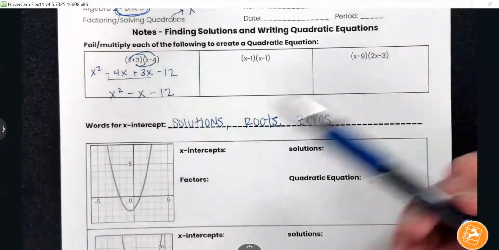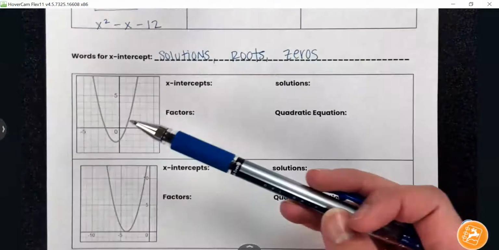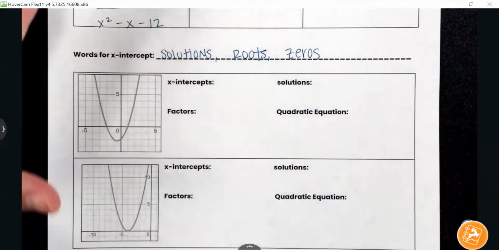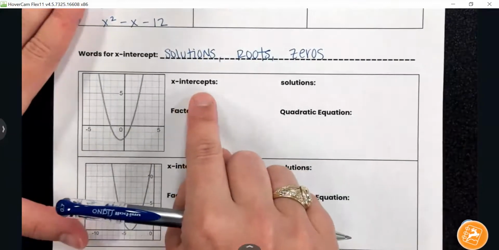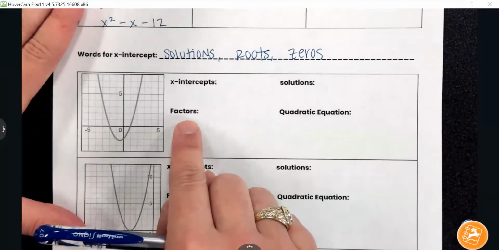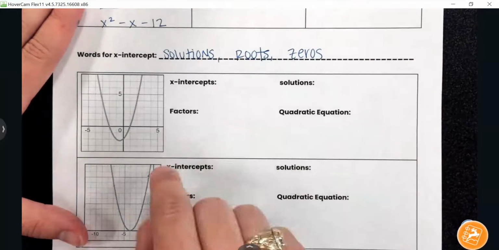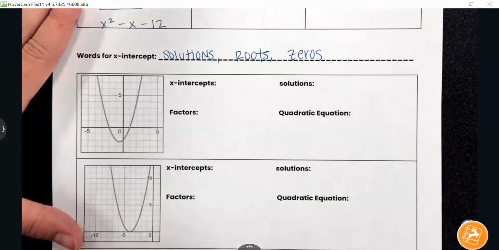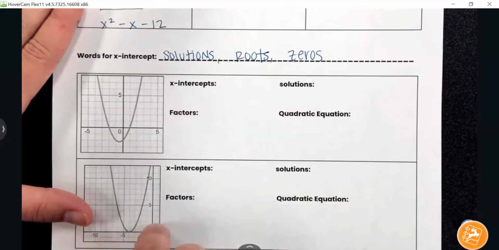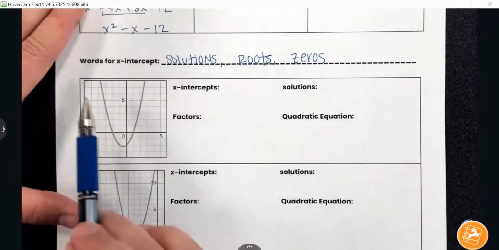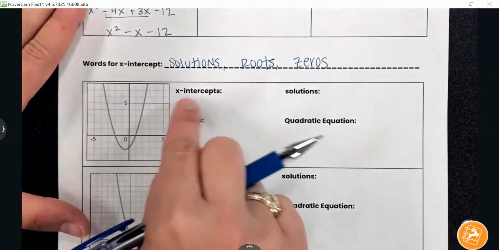So for the first example, I give you a graph. On that graph, we are going to use the x-intercepts to find our factors and to find a quadratic equation. This is a quadratic equation, which means I have to have an x squared, which means I have to have 2 pieces of information, okay? Everybody should be able to look at this graph and tell me your x-intercepts.